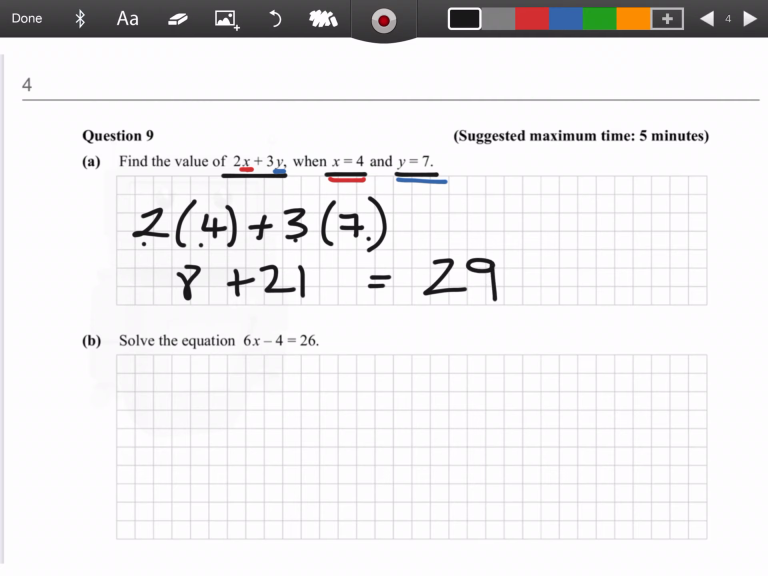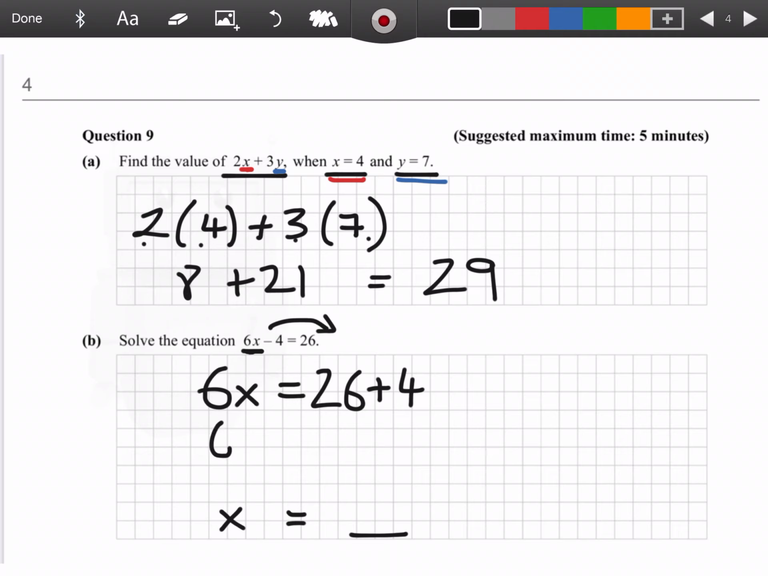And then last one on these, solve the equation. Okay, so I want to know what x is. I'm looking for that. So I'm going to keep that on the left hand side. And I want my answer to be x equals a number at the end, don't I? So I've got 6x minus 4 is equal to 26. So what I'm going to do is I'm going to bring that minus 4 over here. So I have 6x is going to be left on its own on the left hand side. I bring the minus 4 over. It becomes plus 4. And then I've got 6x is equal to 30. Because 26 plus 4 gives me 30.